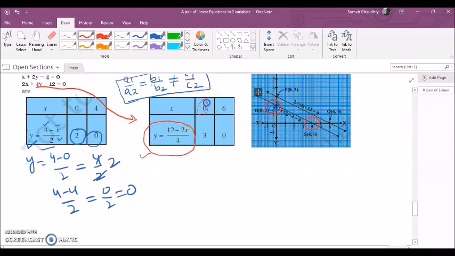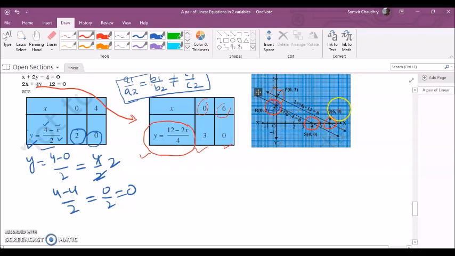When you put x is equal to 0, you will get y is equal to 3. If you put x is equal to 6, 6 into 2 is 12, 12 minus 12 is 0, so y is 0. So you get two solutions here. The first one is (0,3) and the second one is (6,0).